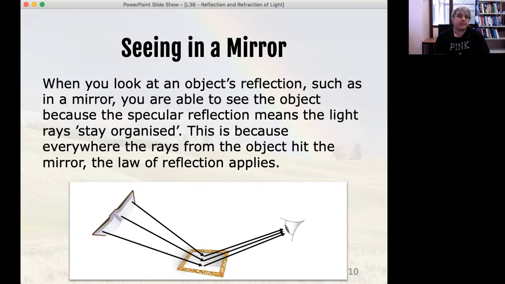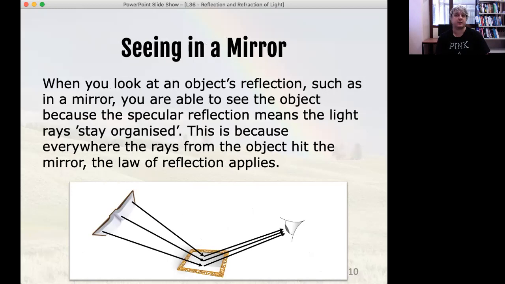For the same reason, when you look in a mirror, you can see the objects, because the rays are bouncing off the mirror, and as they bounce off the mirror, that law of reflection means that all the angles coming in are the same as all the ones going out. So all the rays that are ordered on the way in are still ordered on the way out. So for specular reflection, the order is maintained.